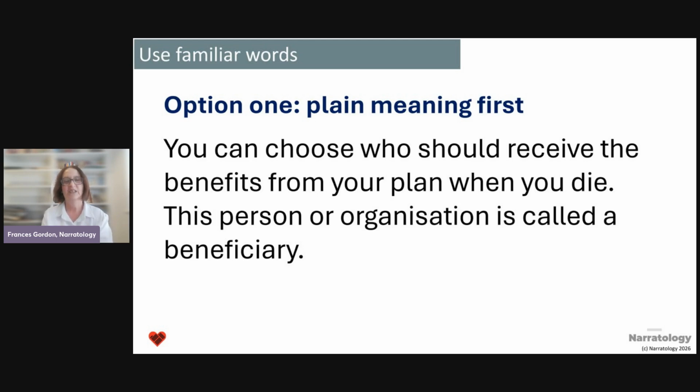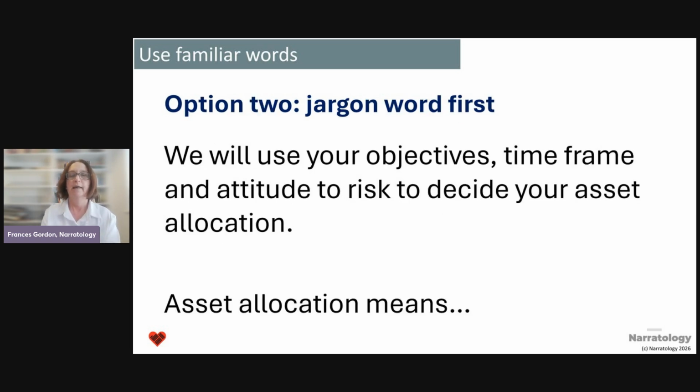Absolutely. So you can choose who should receive the benefits from your plan when you die. This person or organization is called a beneficiary. The other way to do it is to put the jargon word first and then the definition afterwards. So, for example, we'll use your objectives, time frame, and attitude to risk to decide your asset allocation. Then beneath that, asset allocation means.